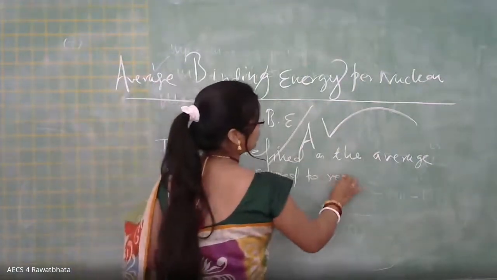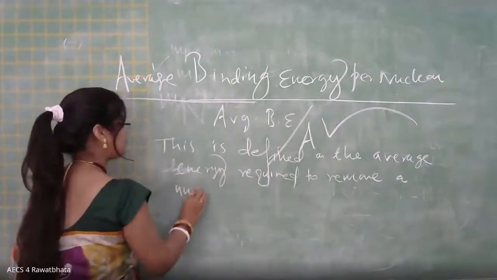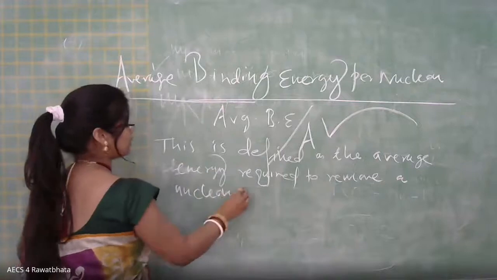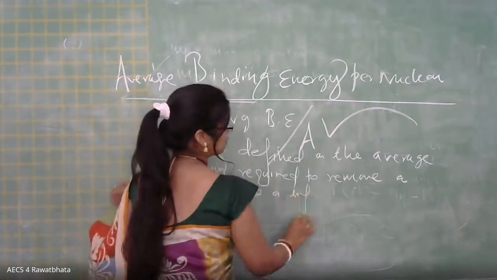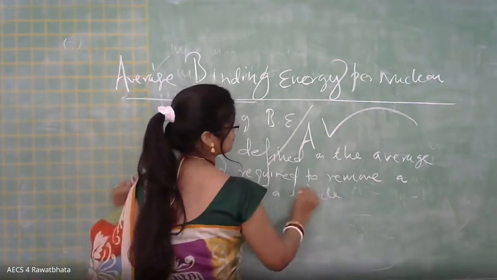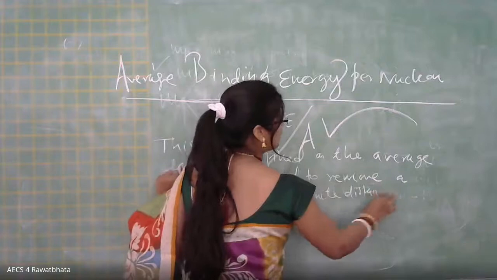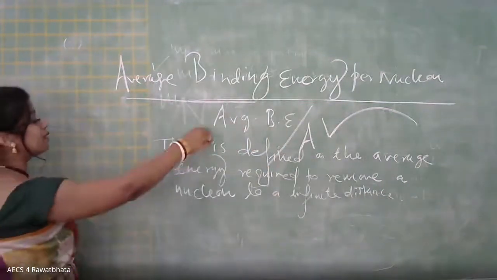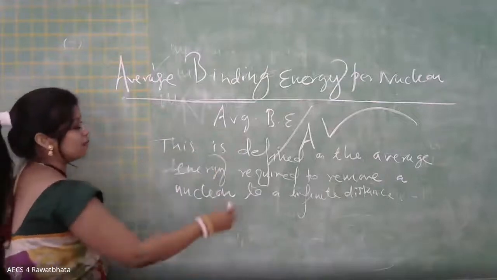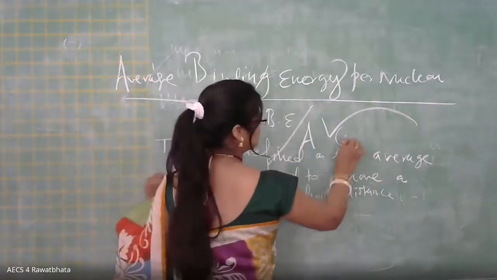required to remove a nucleon to an infinite distance where it won't be feeling the interaction, dear. And how are we calculating it? By dividing by the mass number. So here it is your average binding energy upon A. A stands for the mass number.